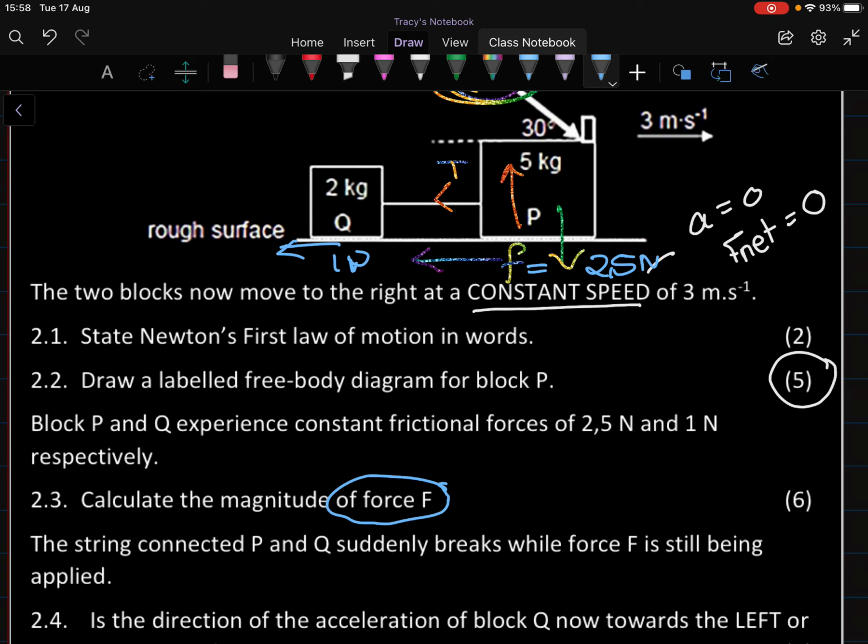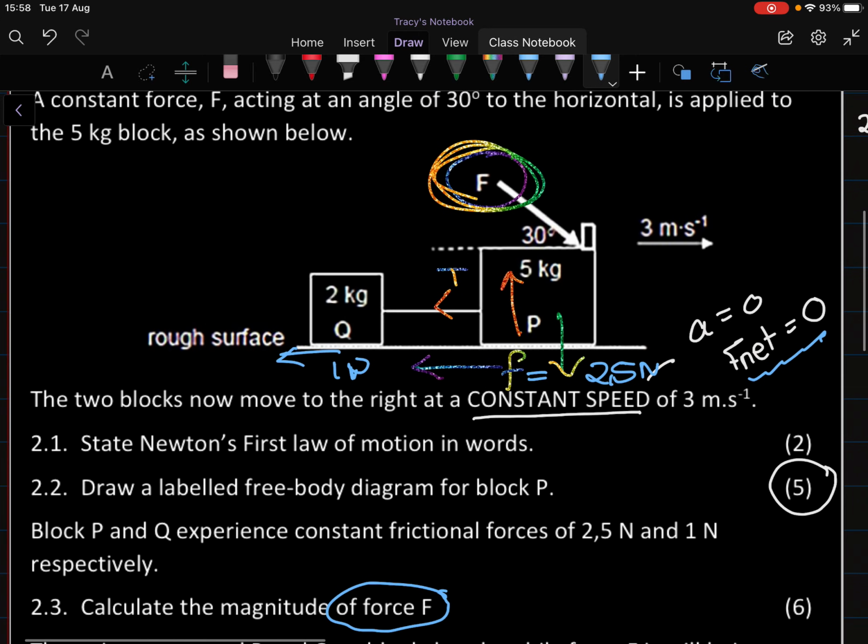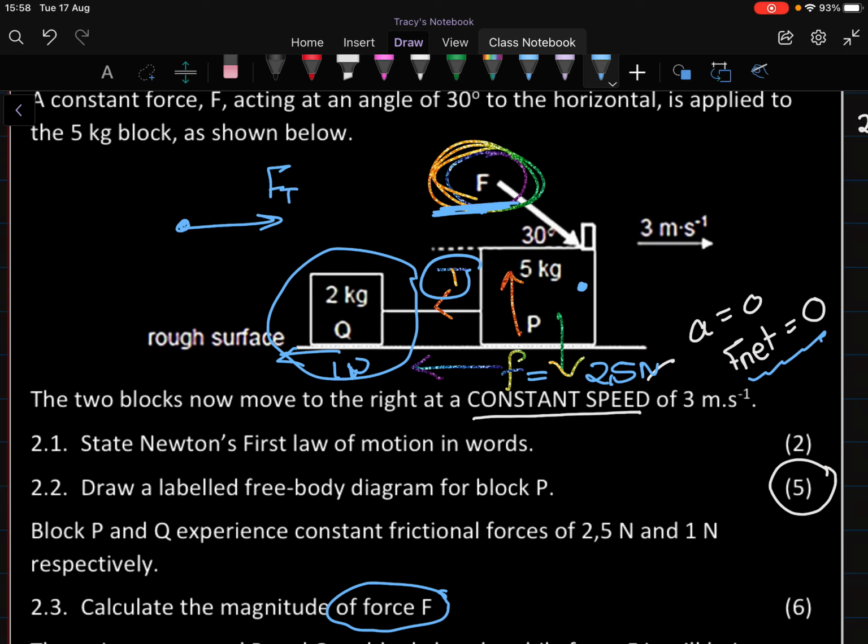Okay, now we look at this and we go, well, I know F net equals 0. But if we think about it, I actually have two unknown forces. I don't know tension and I don't know F. Okay? So, I now need to work around where I'm at, because using the 5 kilogram block's not going to help me. But if I consider the 2 kilogram block, the only forces acting that are relevant are Ft, which is pulling it forward, and friction, which is pulling it backwards.